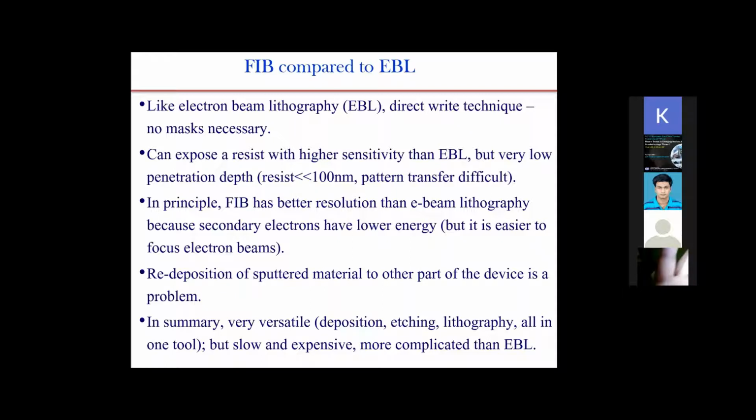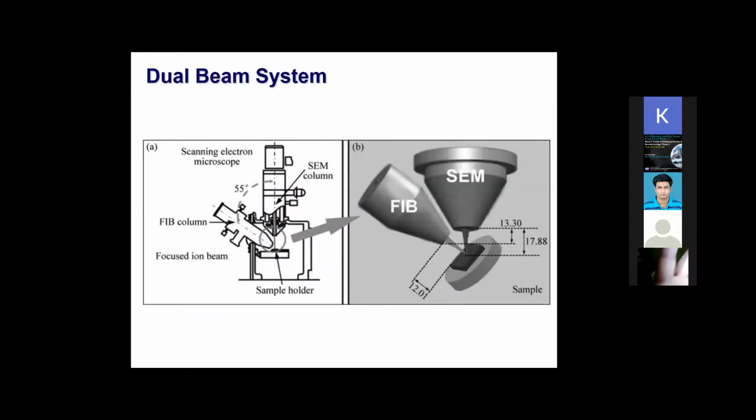But otherwise, this is a versatile tool, because you can do etching, it can do lithography by doing etching or something else, even using resist coating. It can do deposition directly on the substrate. It can also do imaging, but again this is a very expensive system and a slow system, and more complicated than the EBL system. So obviously everything has some pros and cons.